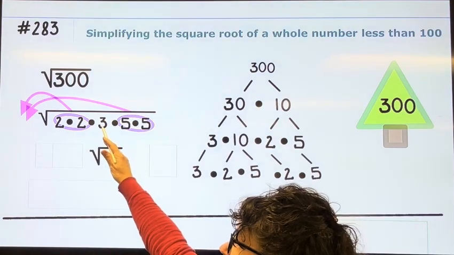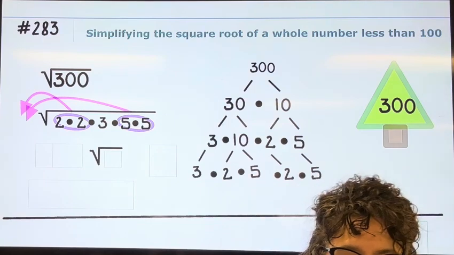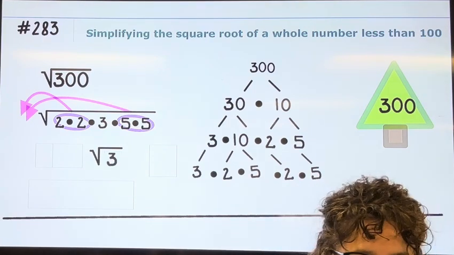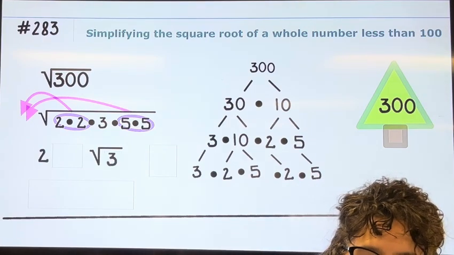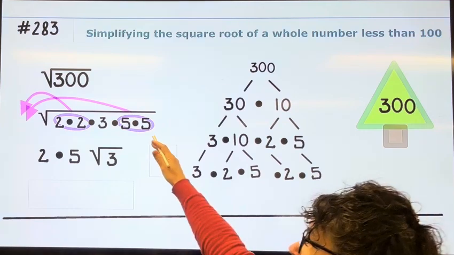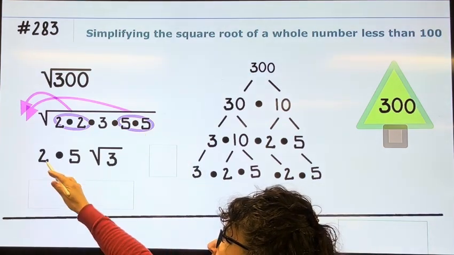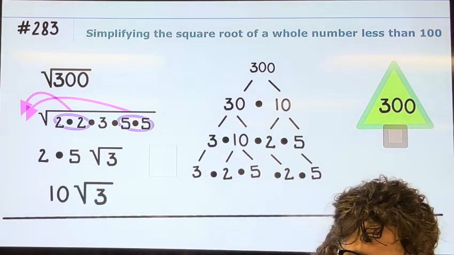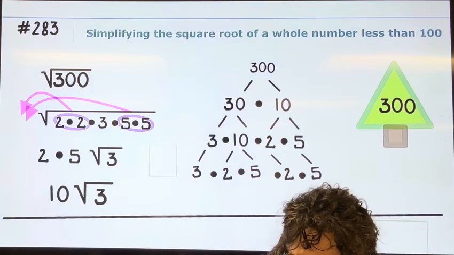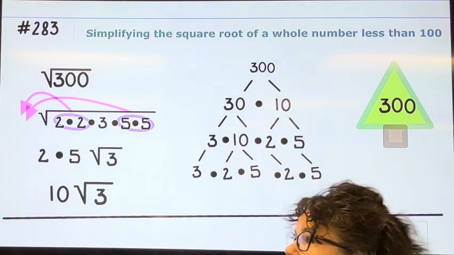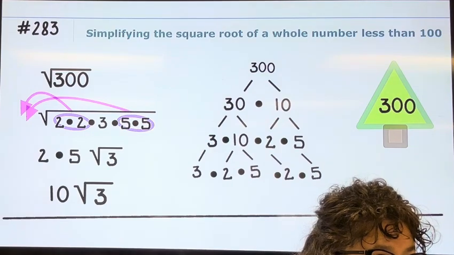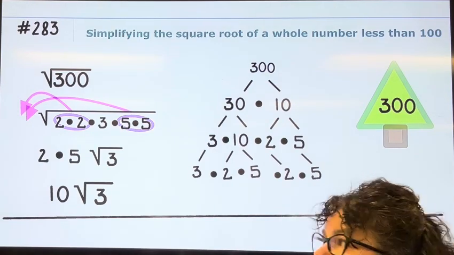The number 3 isn't paired up with anything, so it's still trapped underneath. But here's the 2 that came out and the 5 that came out. And then 2 times 5 is 10. So we end up with 10 square root of 3. So two of a kind, you take a single number out.